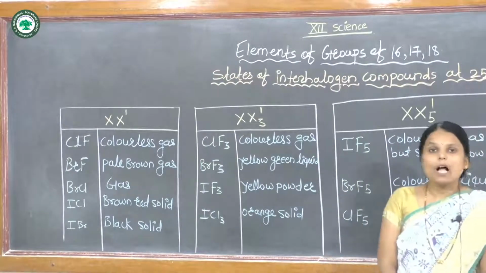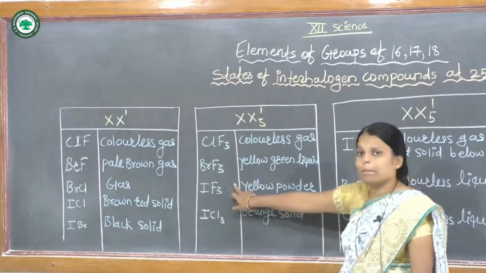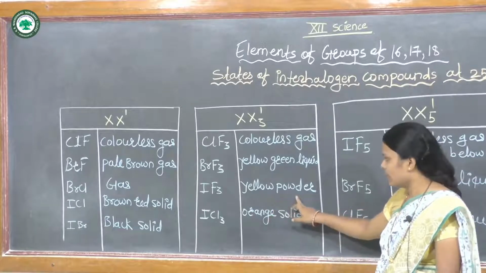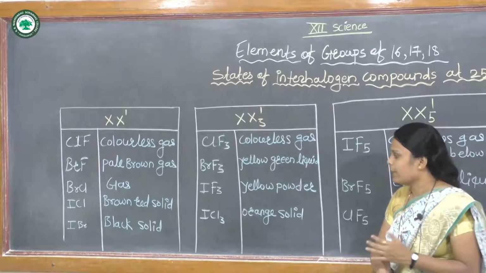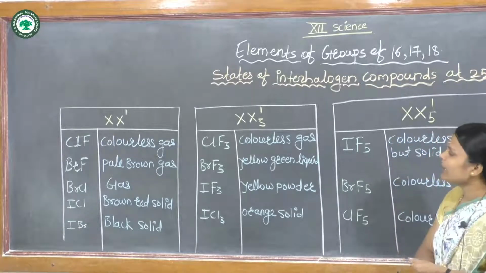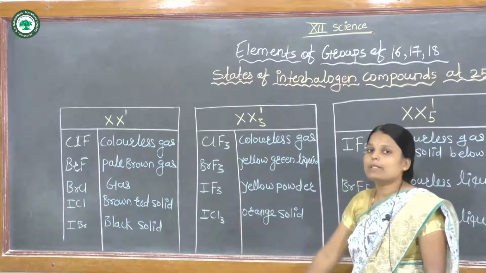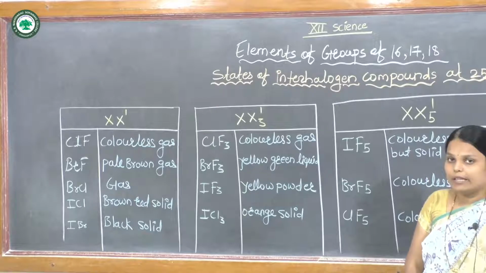The third example is iodine trifluoride, IF3, and its state is a yellow powder. Iodine trifluoride is a yellow powder. Now the last example in this X3 type is iodine trichloride, ICl3. ICl3 is an orange solid in nature.